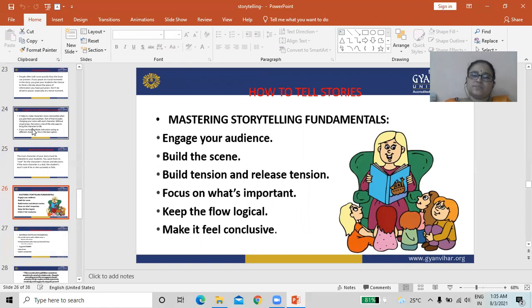How to tell a story? Mastering storytelling fundamentals. Engage your audience. Build the scene. Build tension and release tension. Focus on what's important. Keep the flow logical. Make it feel conclusive.